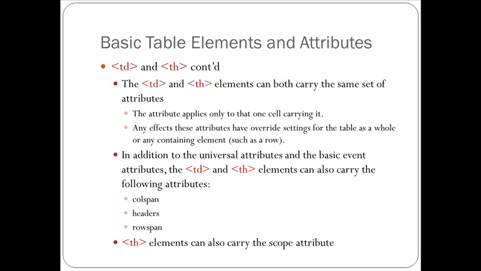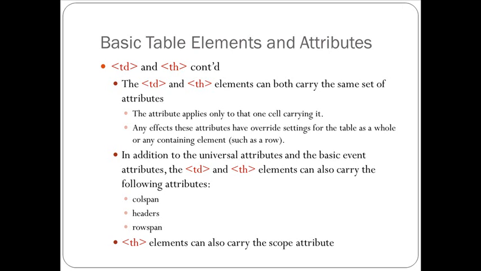The TD and TH elements can both carry the same set of attributes. The attribute applies only to the one cell carrying it. So in other words, if you want to apply something for just that one cell, then put it in the TD or TH and it'll affect only that cell. If you were to put it in a TR, then it would set it for all the cells in that row. Keep in mind also that any effects these attributes have would override settings from the table as a whole or any containing element such as a row element.